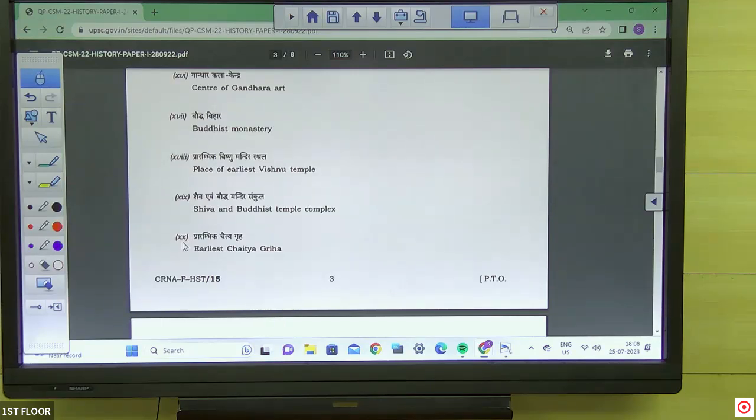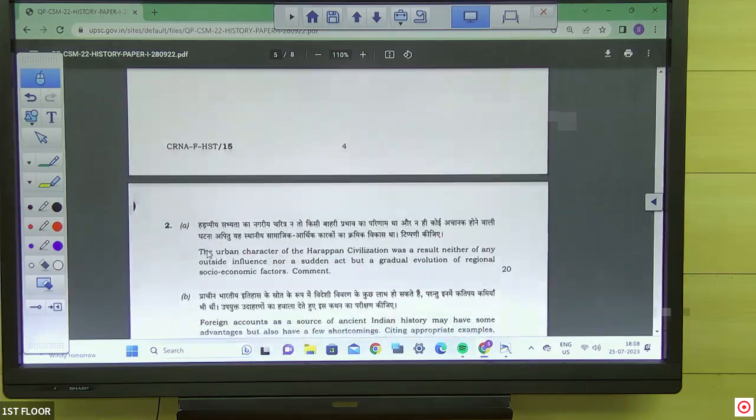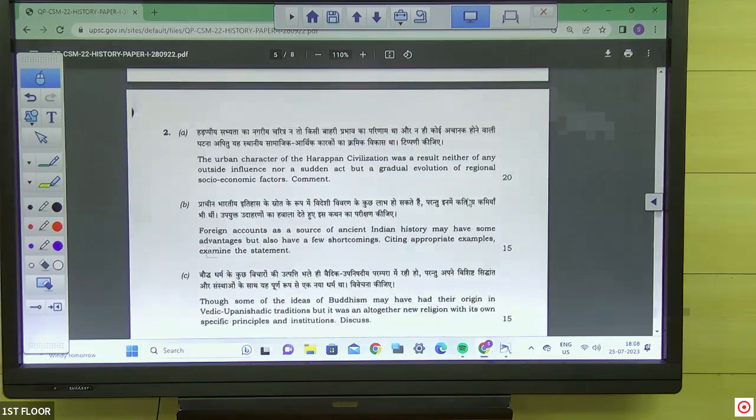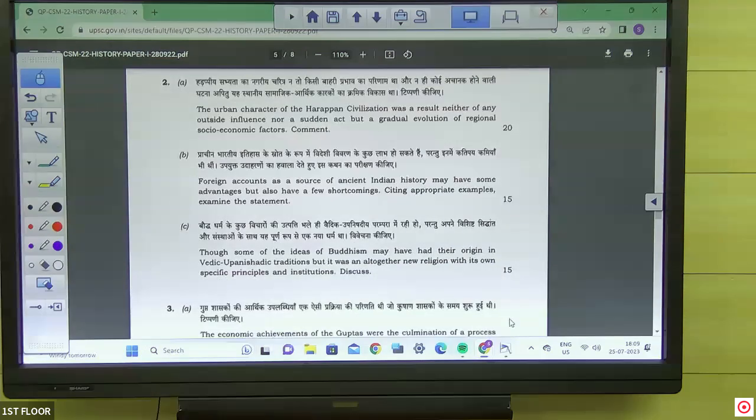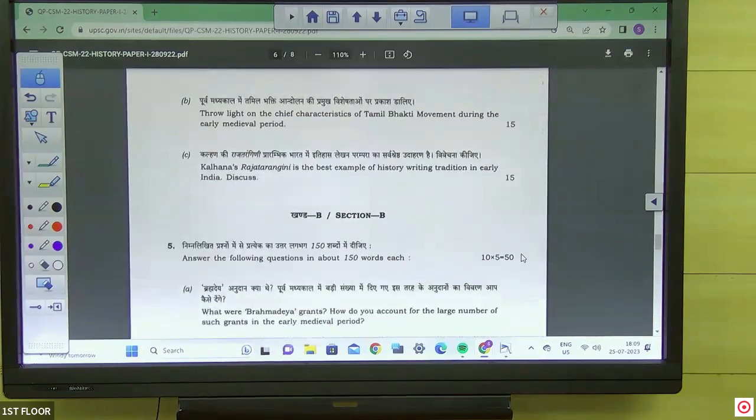The map is analytical and historical, so there's no need for a complete description. And the second, as I told you, is the 20-20-10 concept. Look at 2A, B and C. Rather than 20-20-10, here what they have done is 20-15-15. All together, if I add, that is 50 marks. Here also it's like this.